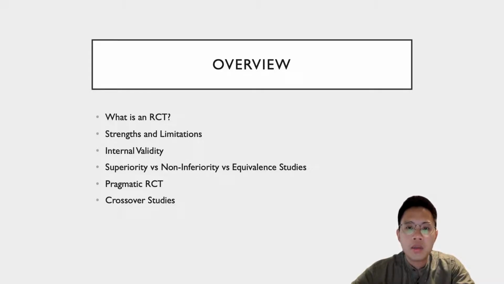the internal validity, which involves assessing how robust the methodology is. And then we'll be looking at the differences between superiority, non-inferiority, and equivalence studies, as well as a quick word on pragmatic RCTs and crossover studies.